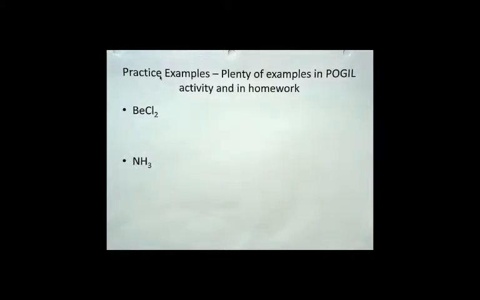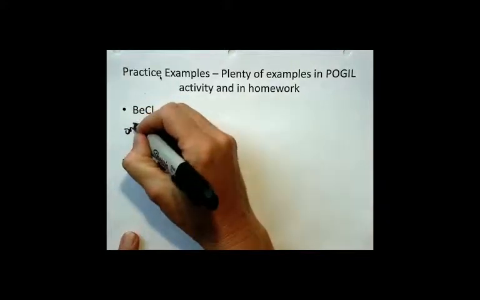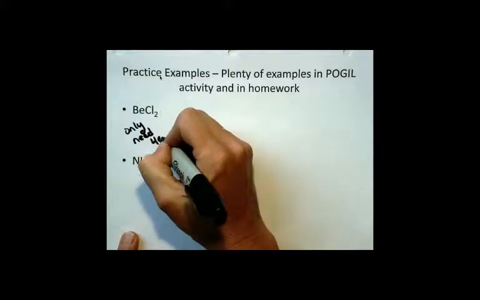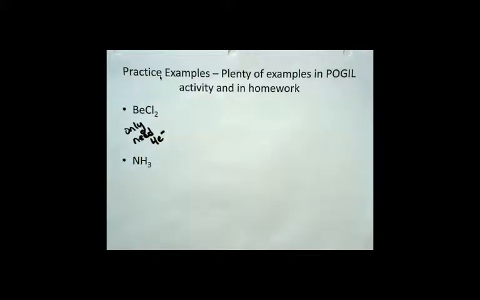So here's one, beryllium dichloride, this one right here. Now this particular element, beryllium, I don't know if you remember or not, but it breaks the octet rule. It only needs 4 valence electrons to satisfy its octet. Okay, it only needs 4 valence electrons. All right, so that's something a little bit special about beryllium.